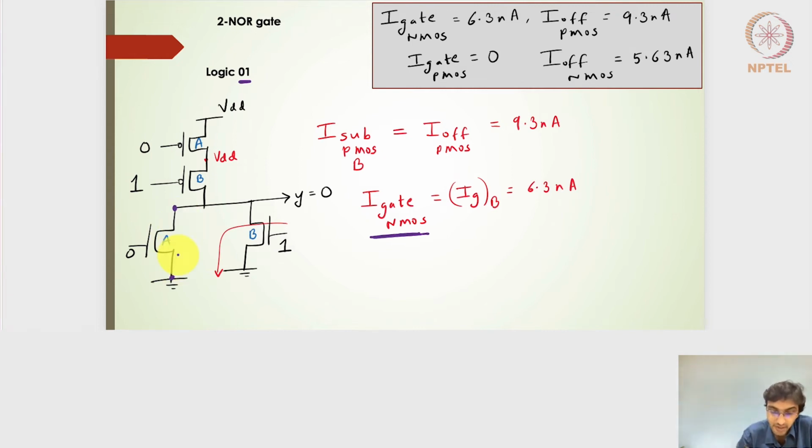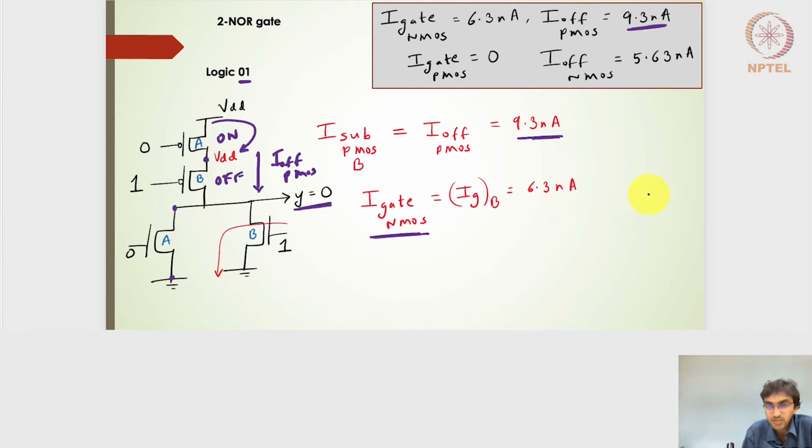Now, because this is 0 and 1 here on the pull up side, the 0 makes this A transistor on, and it is going to pass the VDD voltage onto the other diffusion side. And this particular off transistor, because it sees a VDD value here and the output node as 0 here, I will get an I off of PMOS as a subthreshold leakage current. The I off of the PMOS is nothing but 9.3 nanoamperes. So my total leakage current will be 9.3 plus 6.3 multiplied by 1 volt, which will give me the static power.